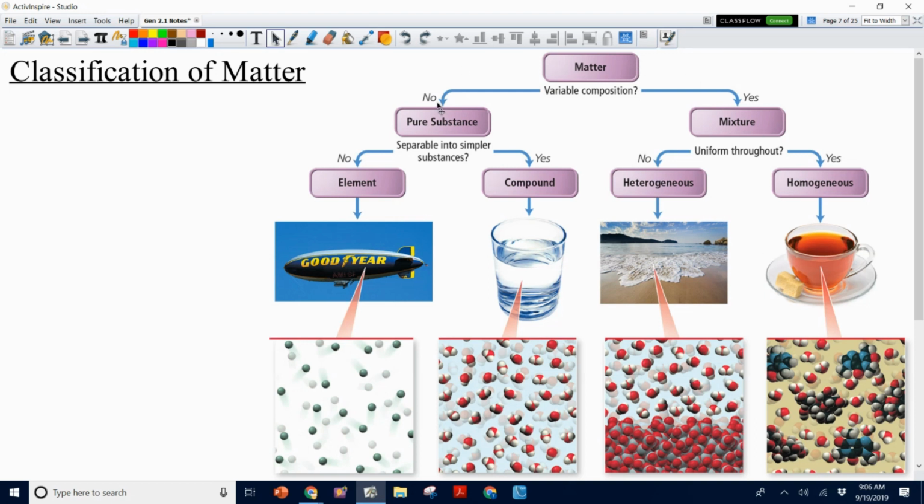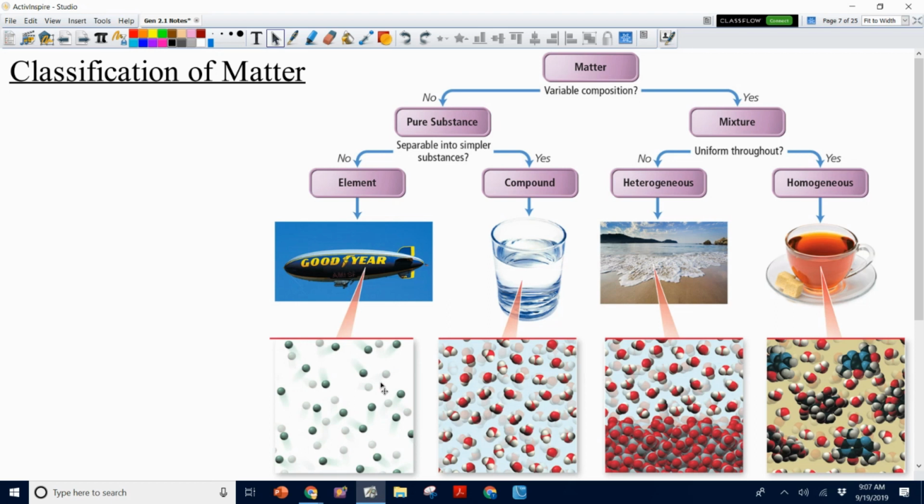Now, matter can also be pure substances. So let's talk about pure substances. Pure substances are either elements or compounds. If it's a pure substance and it's an element, it's going to be something from the periodic table. There's only one type of atom that makes that up. Here the example is the Goodyear blimp, and inside the blimp they have helium. All of these little atoms here are helium atoms. That's an element. We can find helium on the periodic table. It's element number 2.